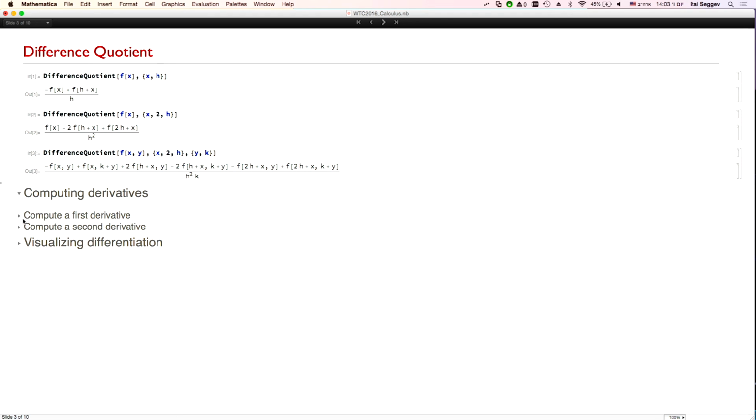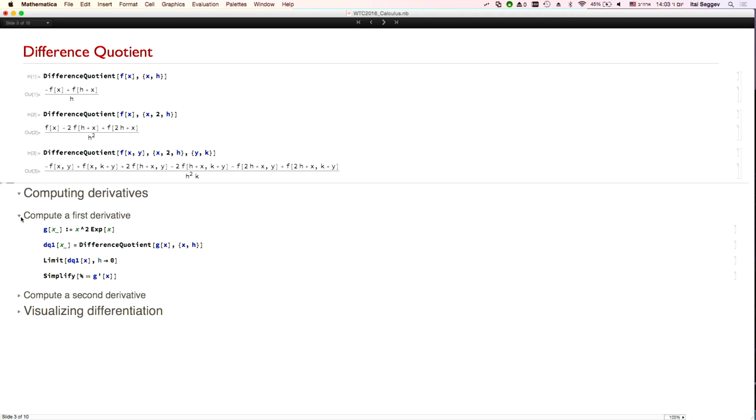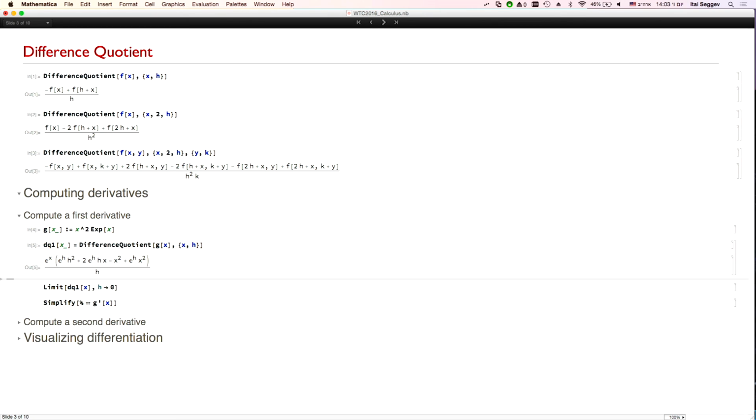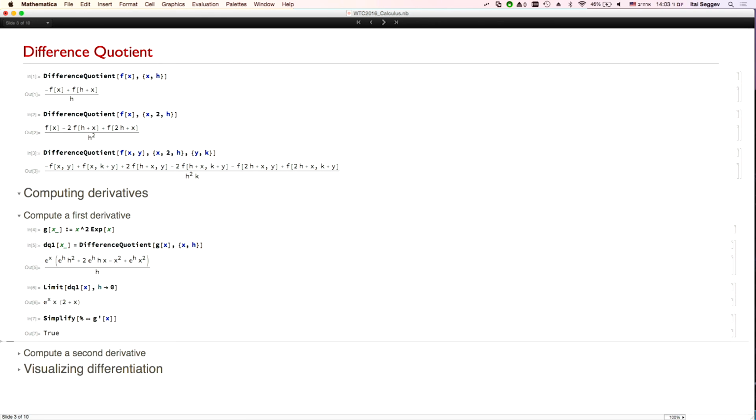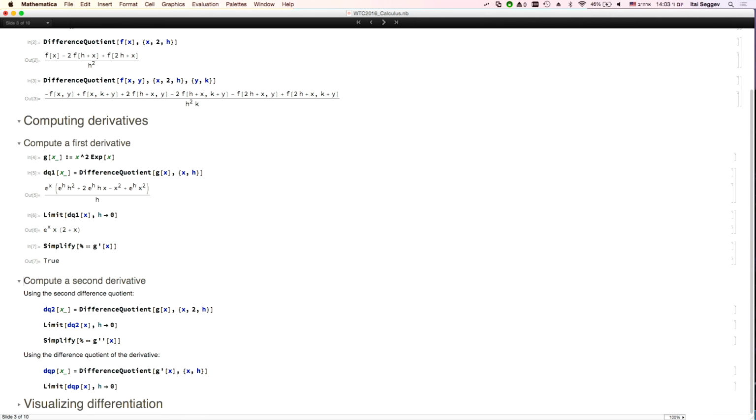So what can you do with the difference quotient? Well, of course, you can compute a derivative. So I have a function g here. And if I take the difference quotient, I get that expression. And when I simplify, when I take the limit as h goes to 0, I get the derivative as I just verified there.